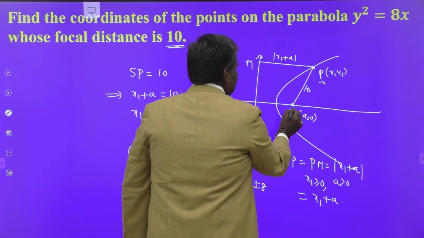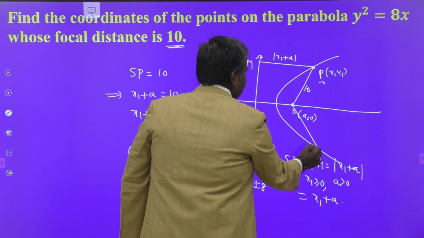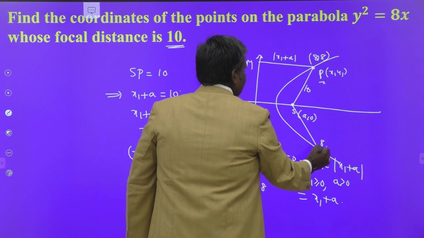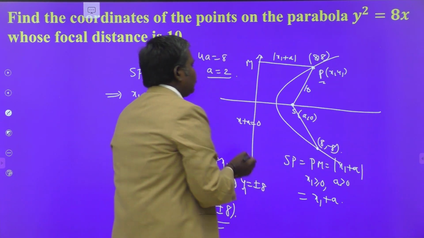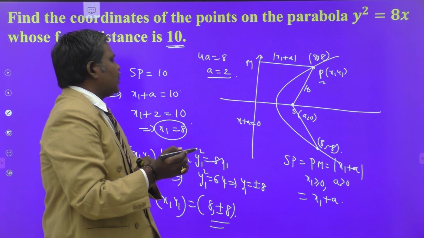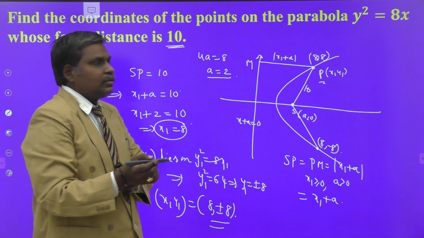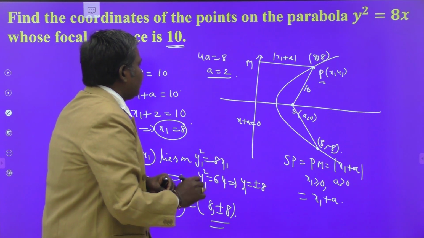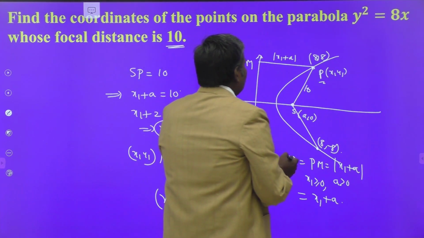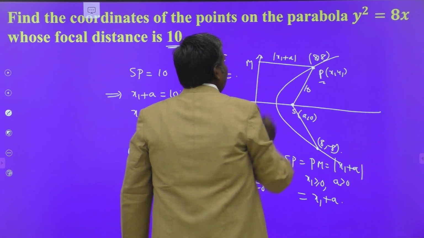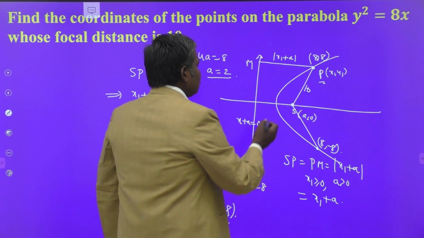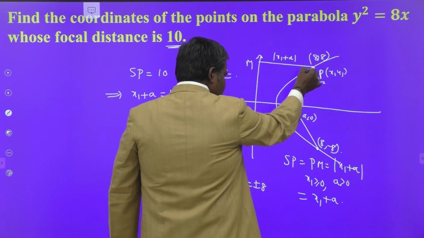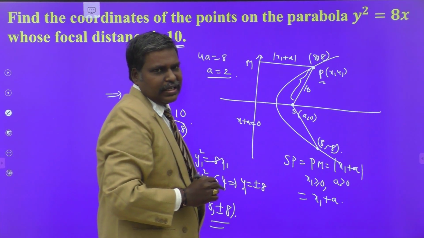units. Suppose this is the point, this is the another point, maybe like this. So one is 8 comma 8 and the other one is 8 comma minus 8. So in this manner we can find the focal distance of the parabola. Focal distance means the distance from the point to the focus. That point is on the parabola. This is focal distance. If you extend this one, that becomes the length of the focal chord.